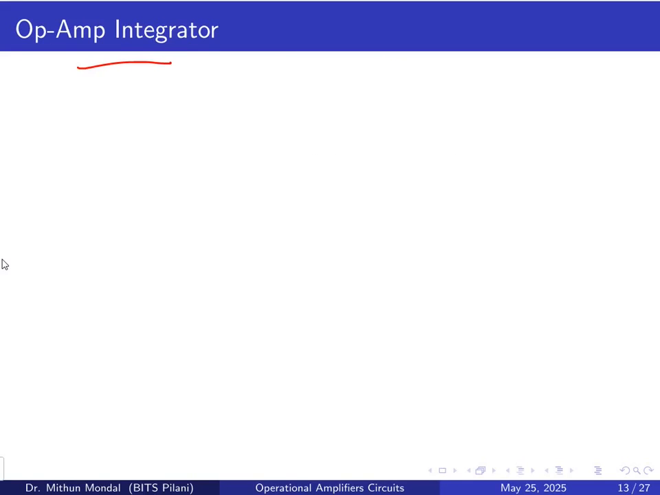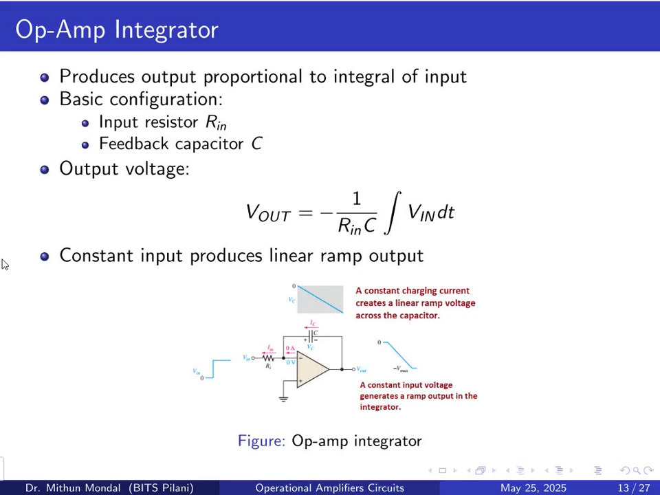When we discuss the other form of op-amp circuit, that is the integrator, this produces an output which is proportional to the integral of the input. So we have two components required. One is the input resistor, another is the capacitor. So here you can see this is the input resistor and there is a capacitor which is connected between the output and the input. So the output voltage we will be getting is minus because it is connected to the inverting amplifier terminal.